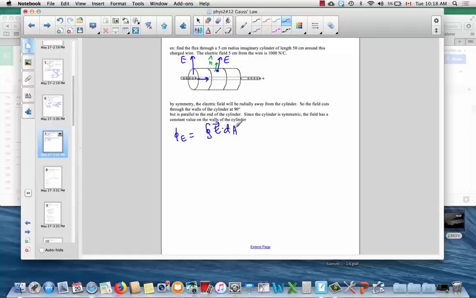Now, we also have to consider, though, the flux through the ends.